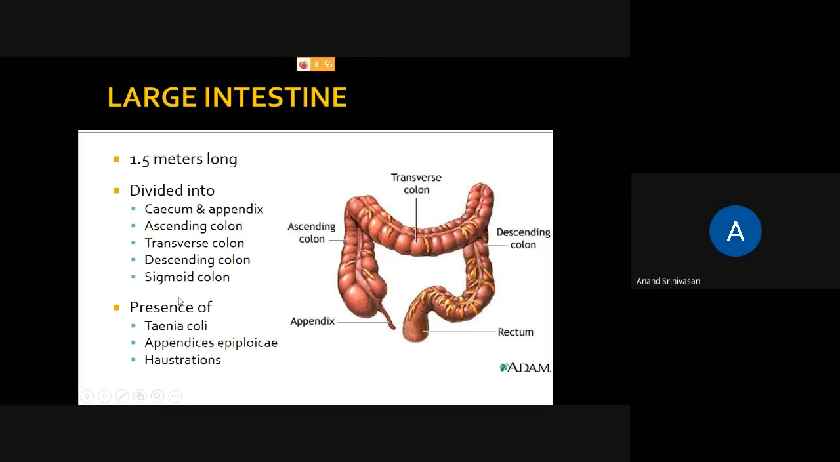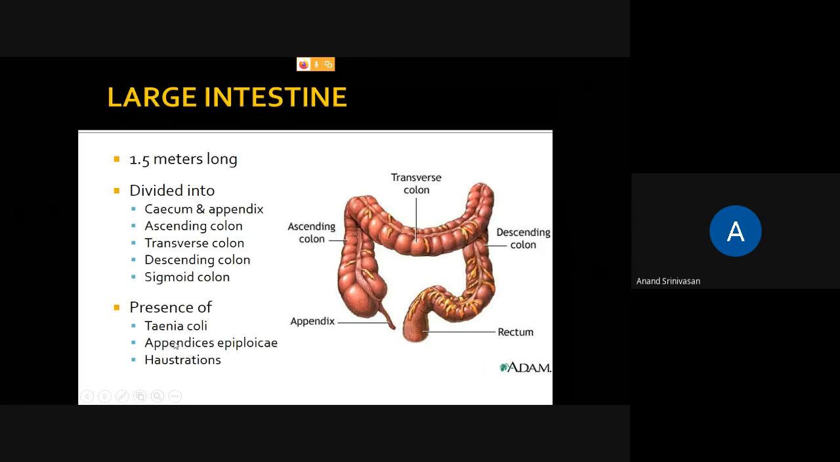How do we identify the large intestine? When you look into the large intestine, it has some specific features. Like the small intestine has villi, the large intestine has tinea coli. This part is called tinea coli. You can see a straight muscle, right? This straight muscle here is called tinea coli.